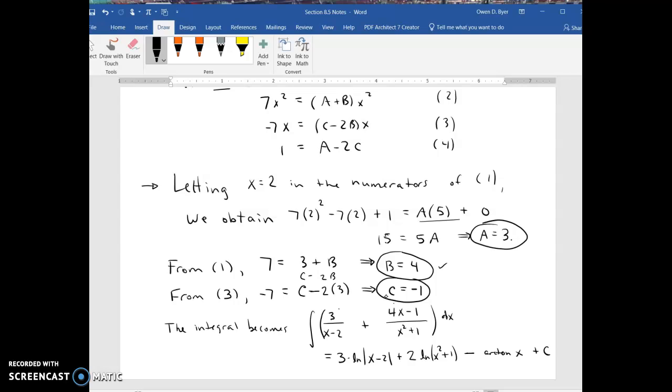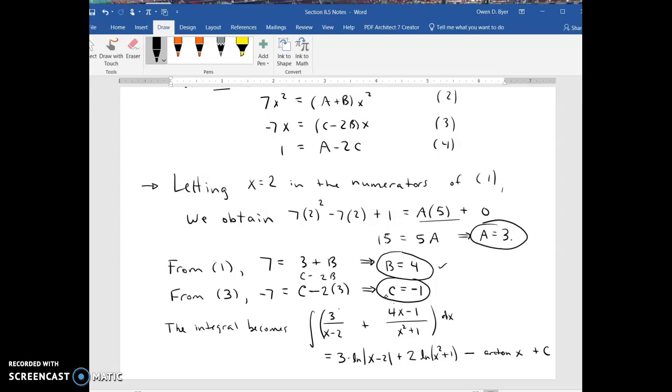Plugging that back up into our original expansion, we get this: 3 over x minus 2 plus 4x minus 1 over x squared plus 1. I went ahead and integrated that. We get a natural log there. We could split the numerator into 4x over x squared plus 1. That just becomes a u substitution, so we get 2 times the natural log of x squared plus 1.